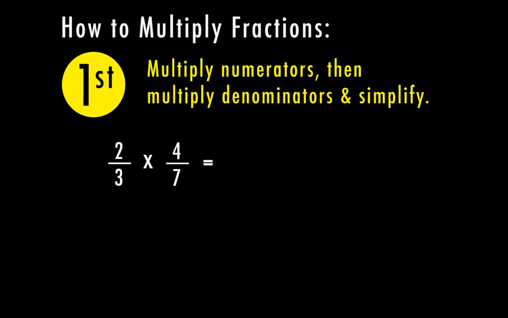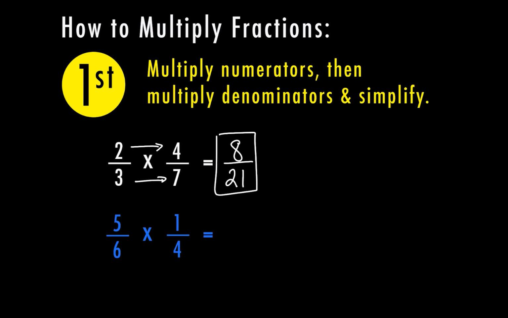So let's do a couple of easy problems here. When we say multiply numerators, we're just going to multiply straight across the top. 2 times 4 is 8, and then straight across the bottom, 3 times 7 is 21. And so 8 over 21 is our answer.